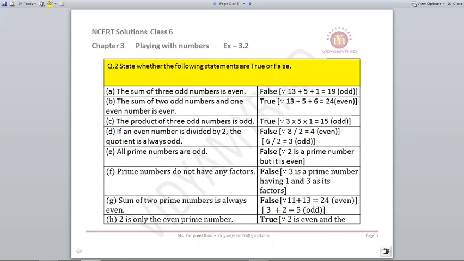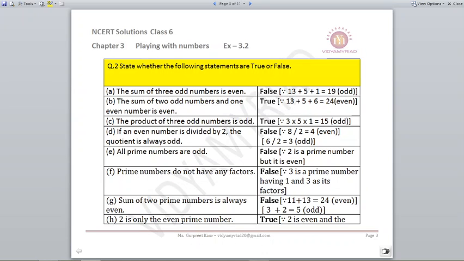If an even number is divided by 2, the quotient is always odd. Let's say we divide 8 by 2, 8 is an even number. I have divided by 2, I got 4 as an answer, that is even. And if I divide 6 by 2, I get an odd answer. The statement says the answer is always odd. No, we can get an even number also. So it's a false statement.